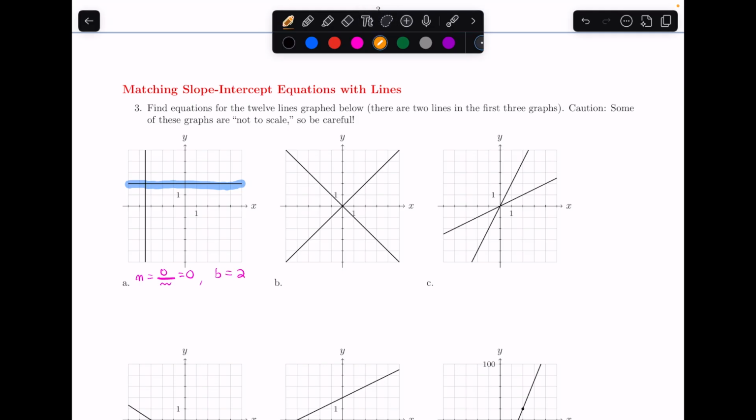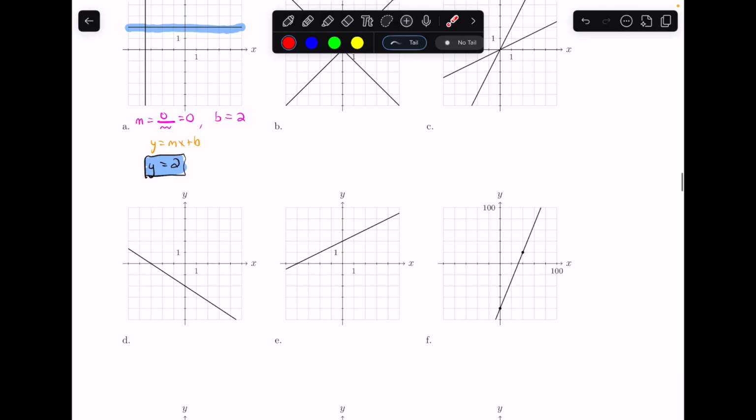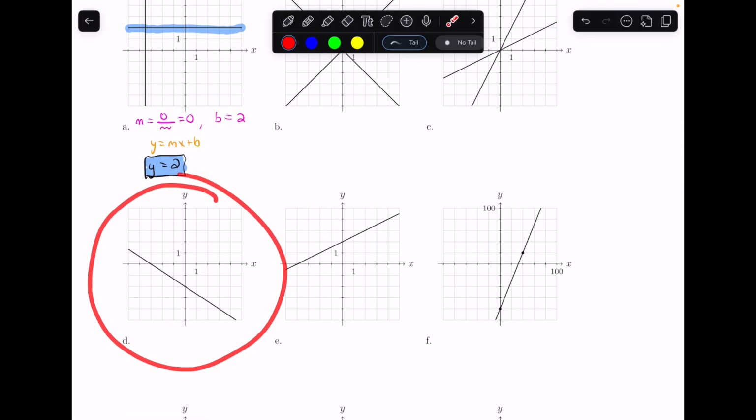So then if I write my slope-intercept equation, y equals mx plus b, if I plug in 0 for m, I'll get 0 times x, which is just 0. And then I'll plug in 2 for the b. So this just becomes y equals 2, and that's the equation of this horizontal line. The vertical one I want to leave for you to try. Okay, all right, so next let's jump to part D here.